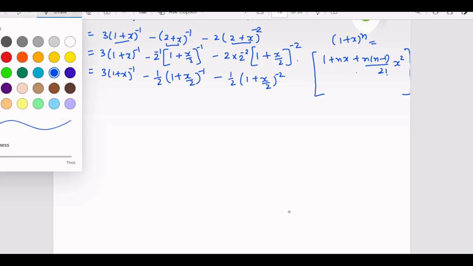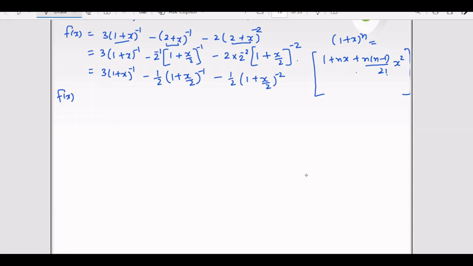So I will try to separate them by colors. The first one here is we have 3, and then inside we have 1 plus nx, where n is minus 1, and x is our x as usual here, and plus n into (n minus 1) over 2 factorial x squared, where n is minus 1, and n minus 1 again. So this is our first term.